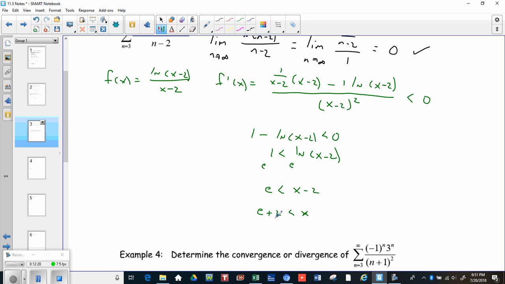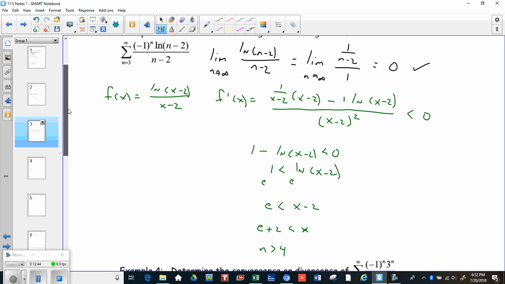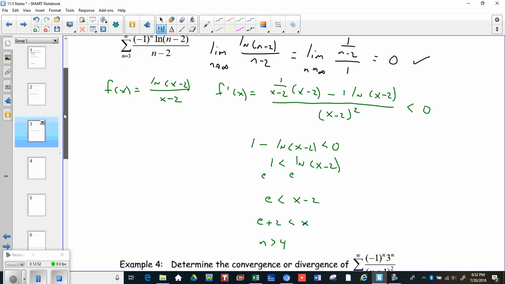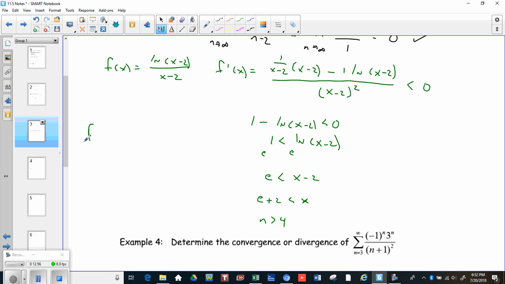So as long as x is bigger than e plus 2, which is approximately 4.7 something, so anytime x is greater than 4.7, or technically because 4.7 cannot be an n value, remember we're going back to the n idea, as long as n is greater than 4, this is going to be okay. Because this started at 3, it's okay that it starts at 3. From 4 on, this will be a convergent series. So for n greater than 4, a sub n is decreasing. Therefore, this is a convergent series.